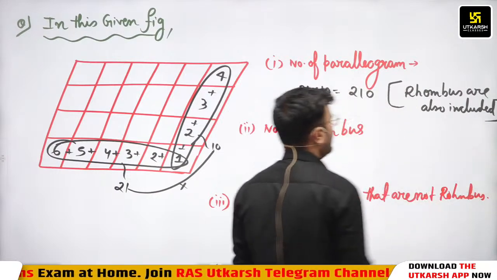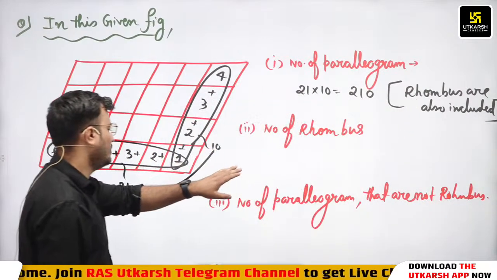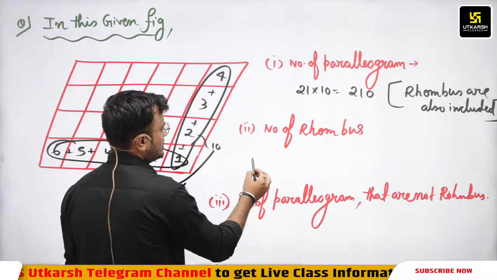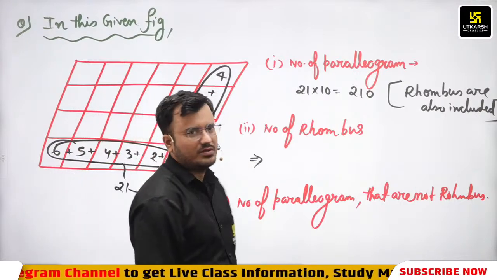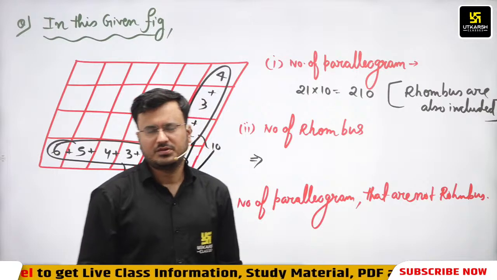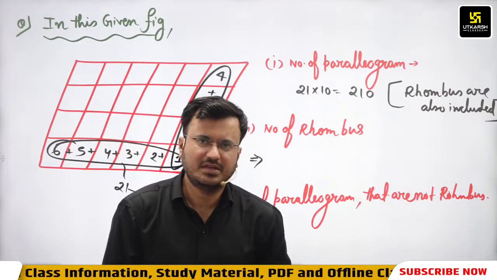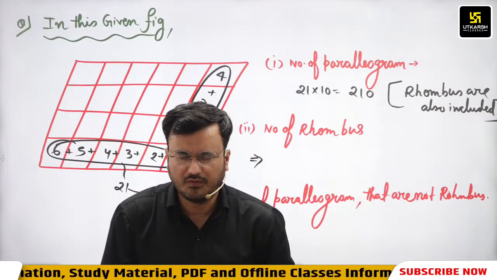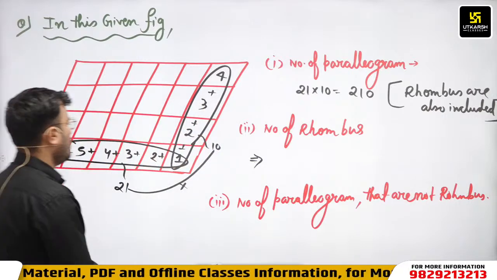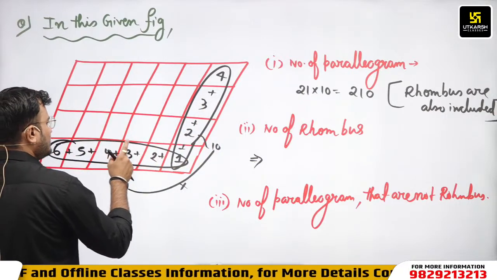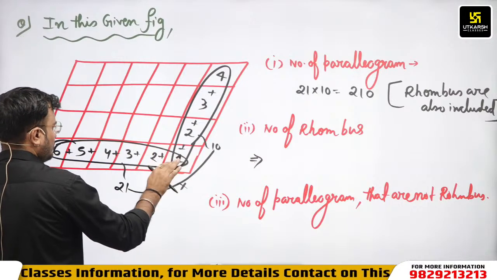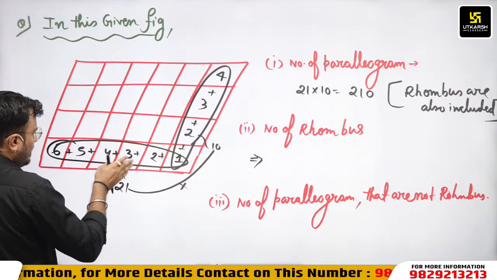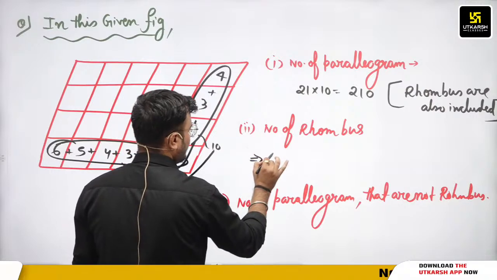Rhombus are also included. Now we need to count the number of rhombus. As you know, the counting process for the number of rhombus is the same as the counting process that we used for counting squares. So how many small rhombus are there? The smallest rhombus are there in horizontal order and vertical order, 6 and 4.